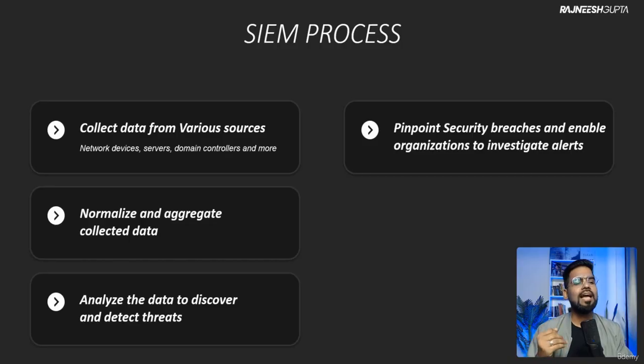After that, it analyzes the data to discover and detect threats. In order to detect threats, the SIEM tool itself can't do much. We have to manually go and create a policy. We call it a correlation policy. As a SOC engineer or administrator, we have to create a set of policies so that if somebody matches this policy or rule, it should generate an alert. That has to be done on the SIEM.